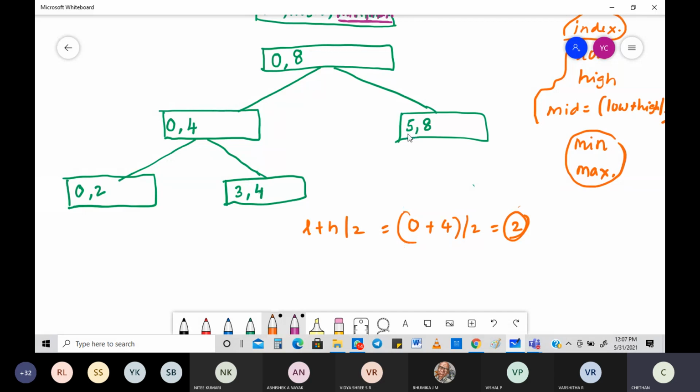So what is the value that you have here? Low is 5 and high is 8. 5 plus 8, you get 13. 13 divided by 2 is 6.5. So can you take 6.5? No. We basically take the values such that it is between 6 and 7.